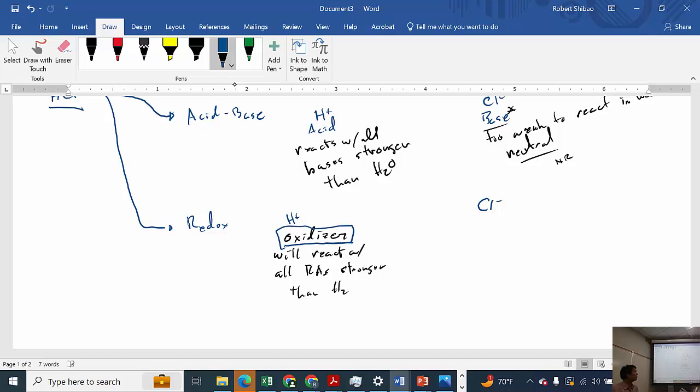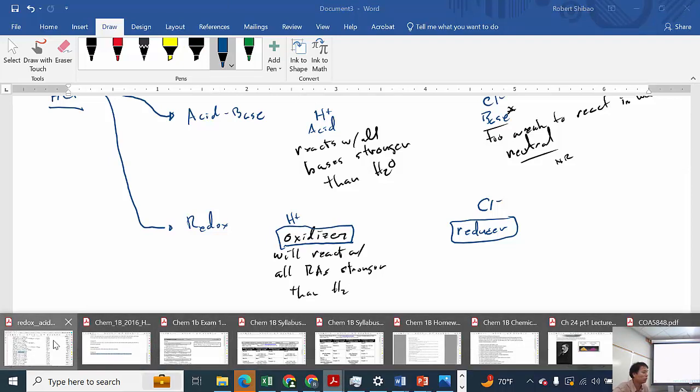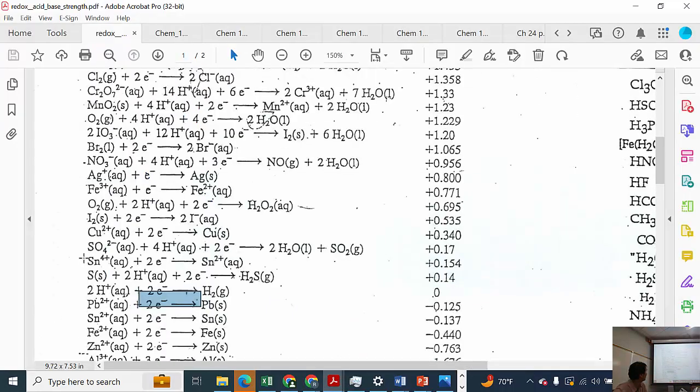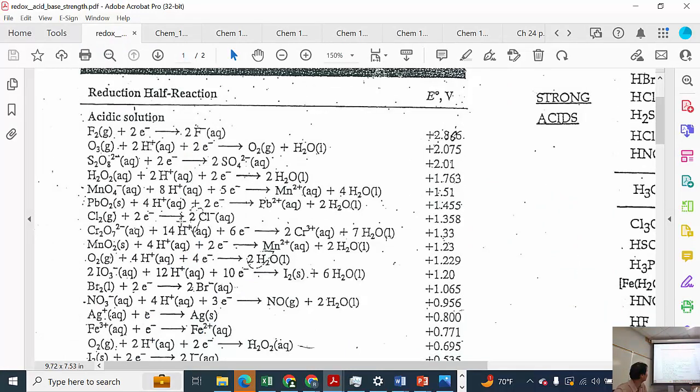What is chloride? Is chloride on the left side or the right side of the chart? Right. Chloride's on the right side, which means it's a reducer or reducing agent. So chloride's a reducer. Now, will chloride react with anything in the universe? No. We have to look at what chloride will react with. And so let's take a look at what chloride is. Chloride's way up here. So let's take a look.